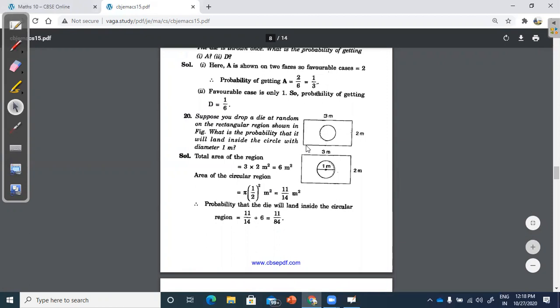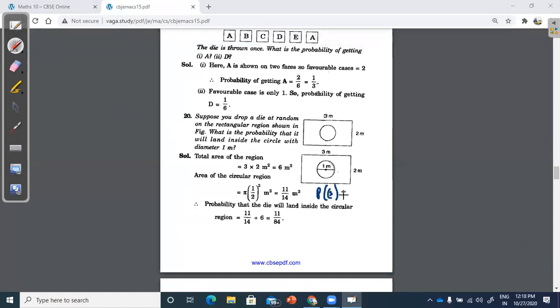L into B. So the probability of the event will be area of circle by area of rectangle, pi r square divided by L into B. So 22 by 7 into what is the radius? The diameter is 1, so radius is going to be half. So 1 by 2 into 1 by 2. When you calculate this, you will get 11 by 14.